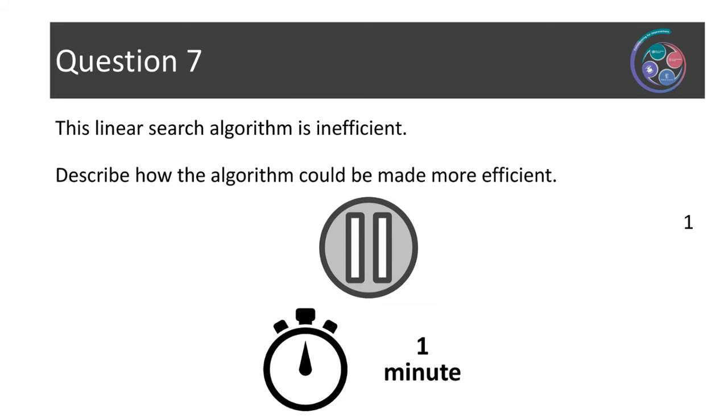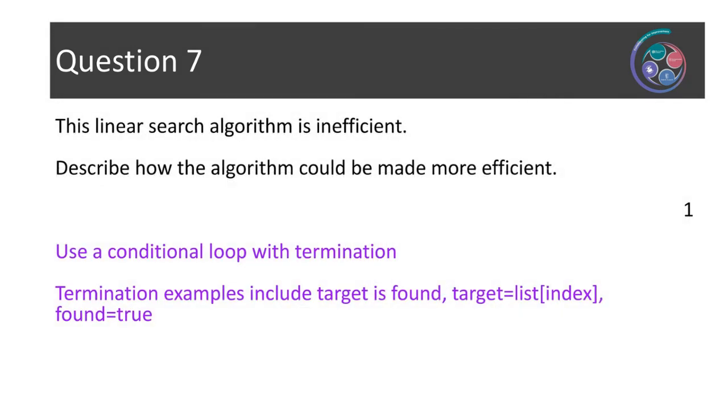So I gave you a bit of a clue that this linear search algorithm is inefficient. And I said that's because it's using a fixed loop at the moment, which is a little bit more than you would have got in the question, but hopefully you'd have seen that from reading the code. And then it's asked you to describe how the algorithm could be made more efficient. Well, of course, you could use a conditional loop with termination.